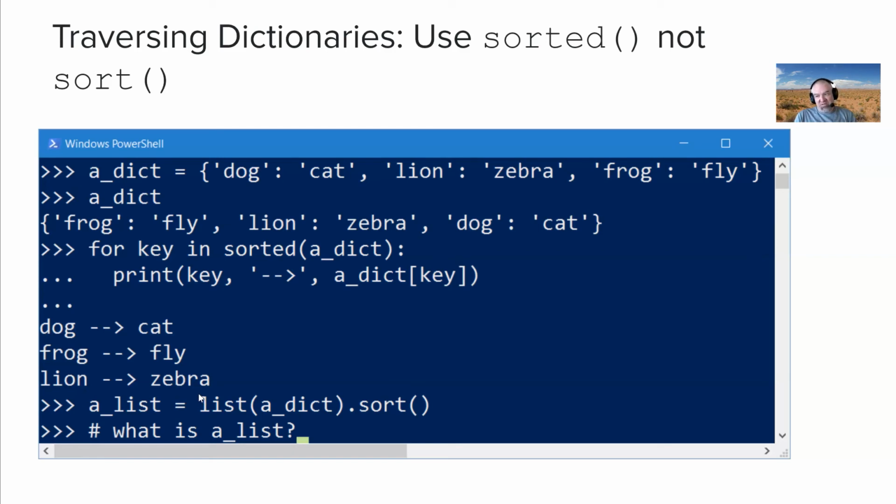It changes your list, but it evaluates to none. So hopefully that makes sense. And so if you're trying to traverse something that evaluates to none, then essentially key will take on the value of none. It will iterate once, and then that'll be the end of it, right? So that's not what we want. And so if you're trying to traverse a sorted dictionary, use the sorted function, not the sort method.